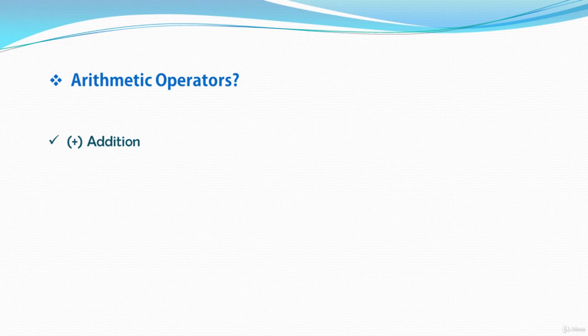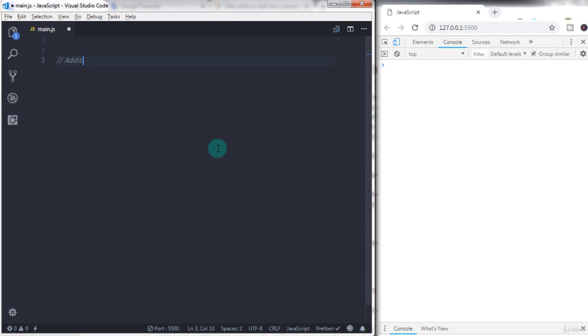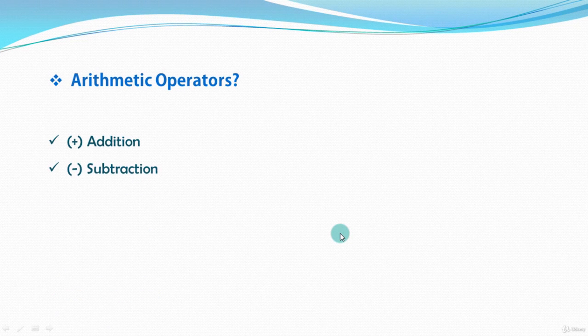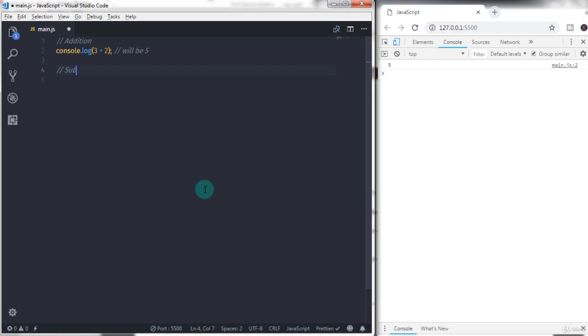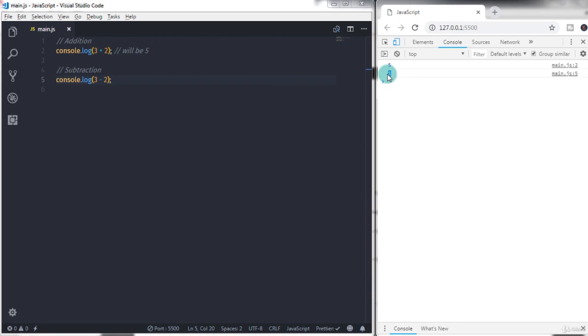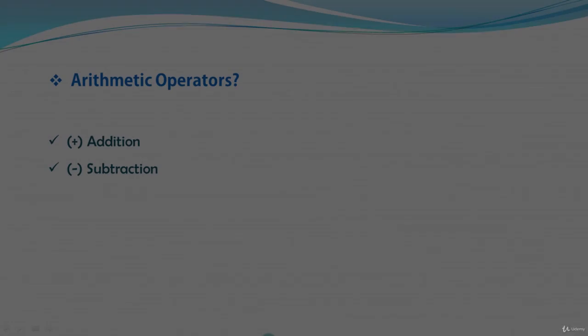First, plus. Plus is used for addition and also for concatenation. For example, 3 plus 2. The result would be 5. This operator evaluates values right to left. Second, subtraction, used to subtract values. For example, 3 minus 2. The result would be 1. This operator evaluates values right to left.